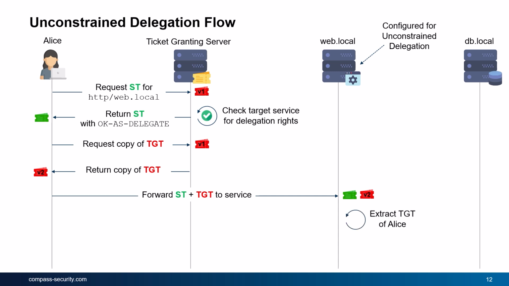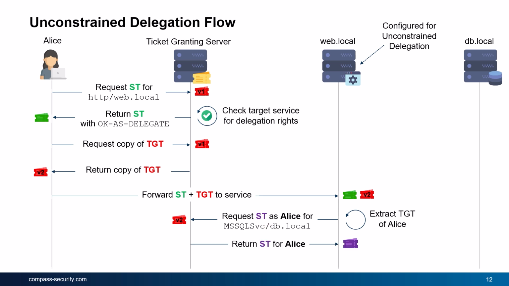With this copy, the web.local service can simply extract it, go back to the ticket granting server, present the TGT, and now essentially do this exact same thing as Alice has done in the first step: request a service ticket for any given resource, for example, for a SQL service running on db.local.